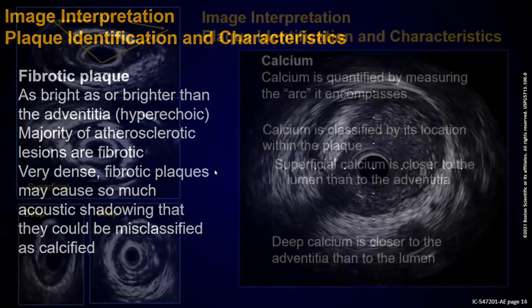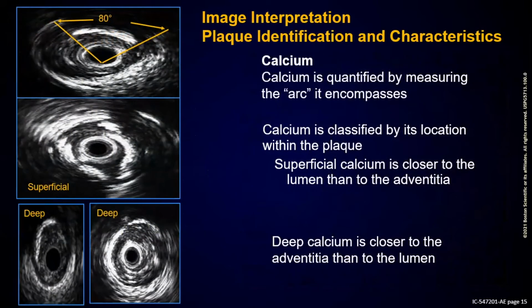The next is how do we do the measurements of the calcium? Calcium is quantified by measuring the arc it encompasses. And we start with an arc of 90 degrees. If it occupies a quarter, that is 90 degrees, and if it occupies half of the lumen, then it is 180 degrees. And if it occupies the full lumen cross-sectional area, that is 360 degrees.